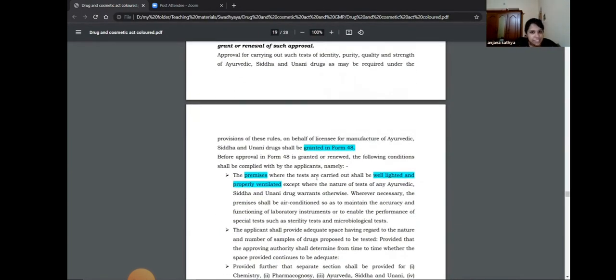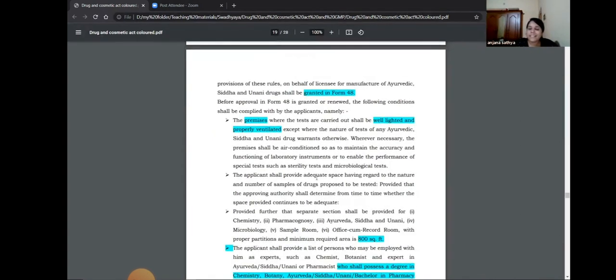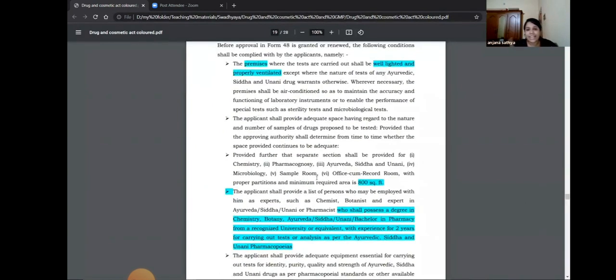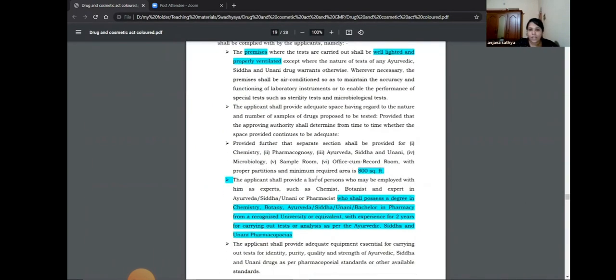And there have been certain conditions for the approval also. The premises where the tests are carried out shall be well lighted and ventilated, except where, based on the nature of the test, the test warrants a dim light. You can have a section for that. But otherwise, the section for the quality control lab has to be well lighted and ventilated, and it should have a minimum space of 800 square feet.